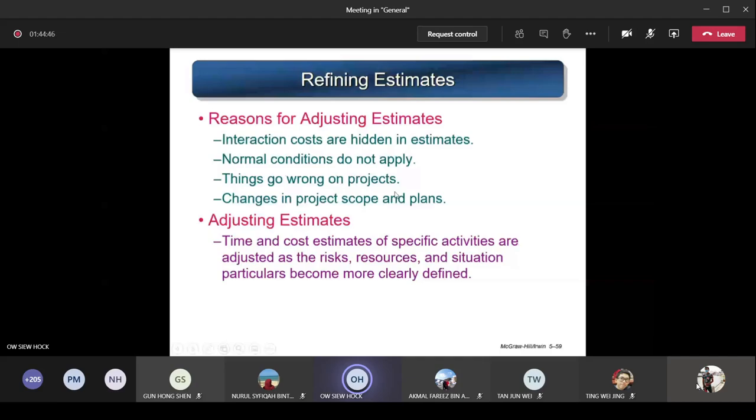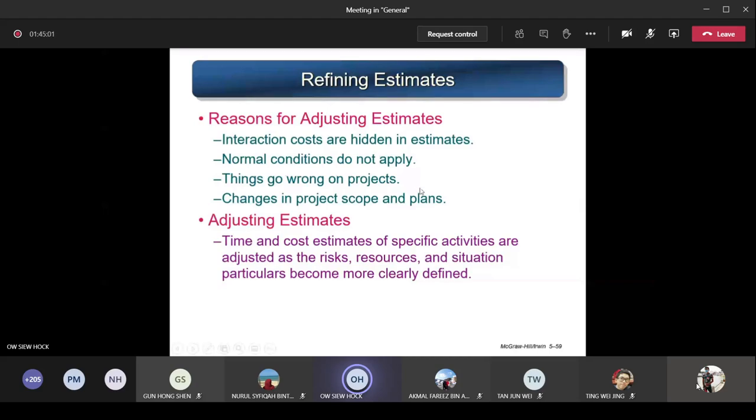So things go wrong on projects. It's just like equipment breakdown. Then something happens that you do not know, something unexpected, you know? It won't go so smoothly. But if things happen, then of course, it will cost you more. You have to readjust the project cost.